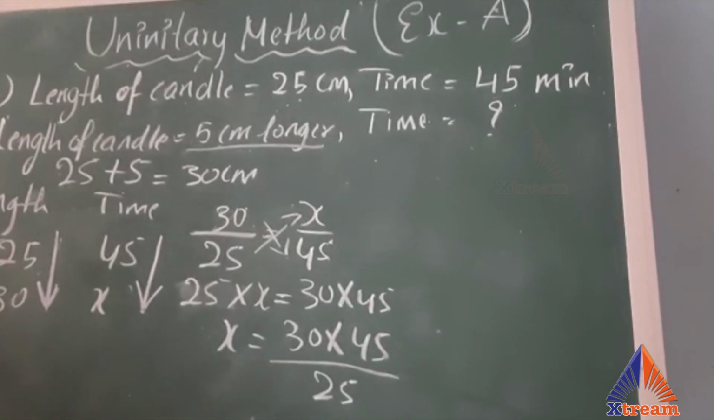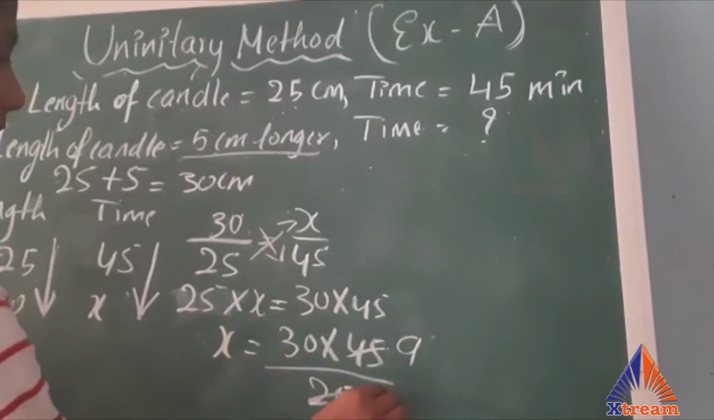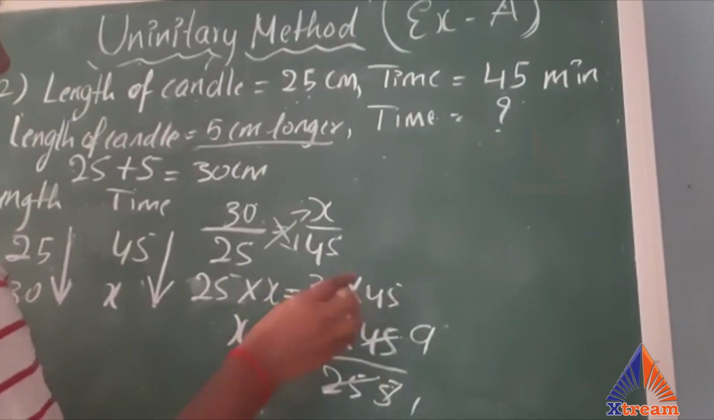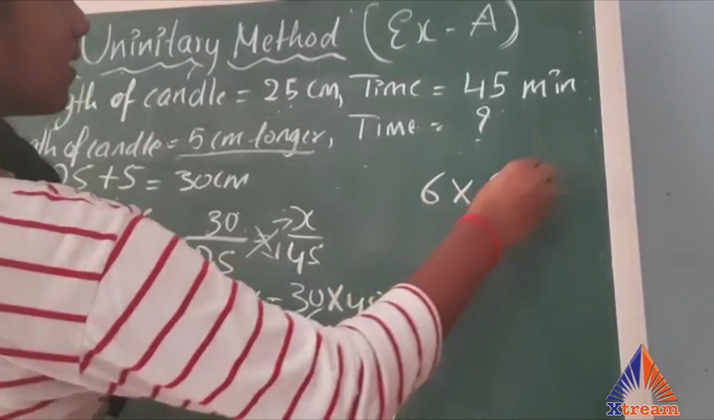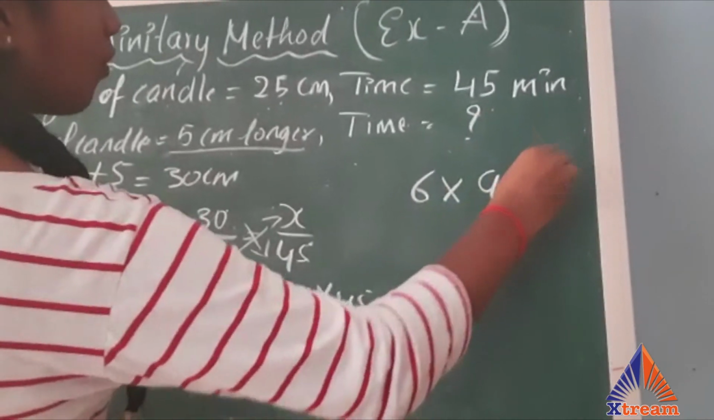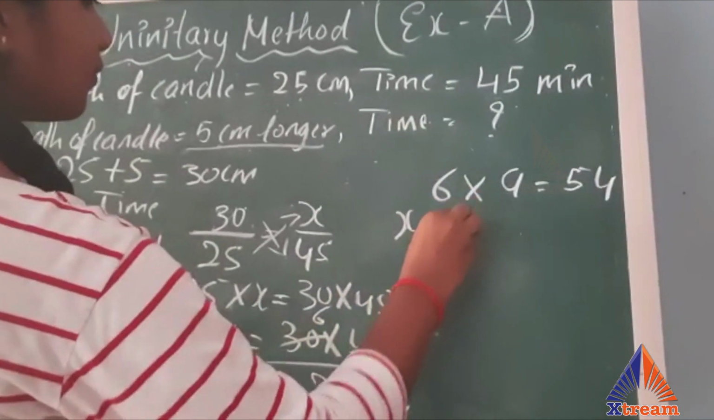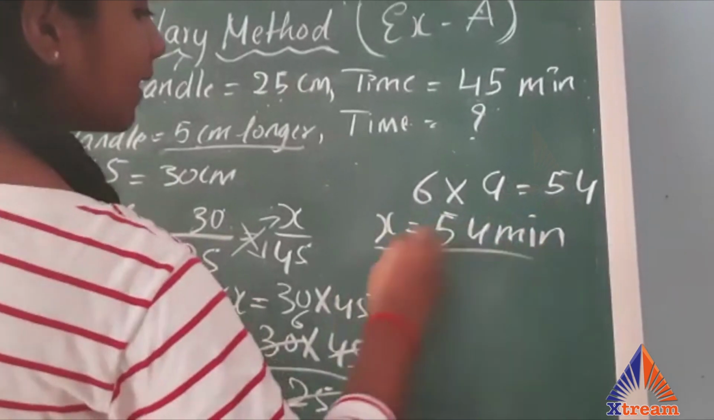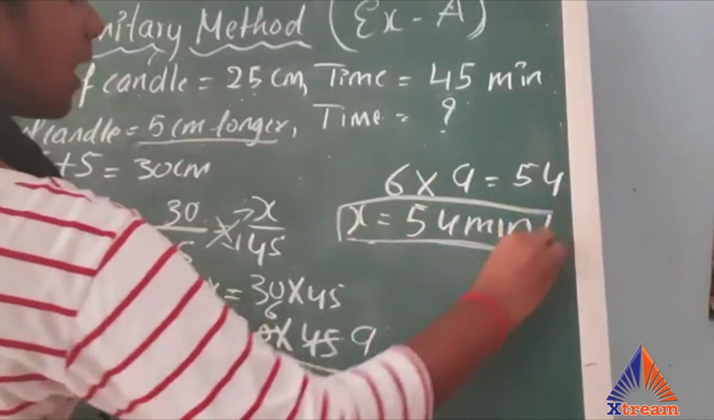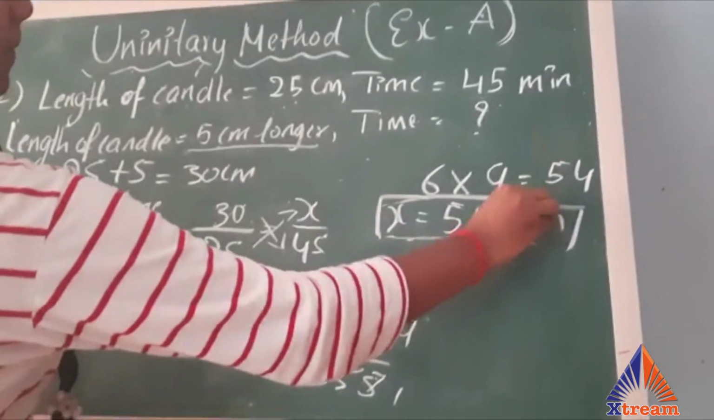So let's cancel. So 5 5s are and 5 9s are. And 5 1s are 5 6s are. So 6 into 9 is equal to 54. That means x is equal to 54 minutes. Alright, so this will be our answer. So x is equal to 54 minutes.